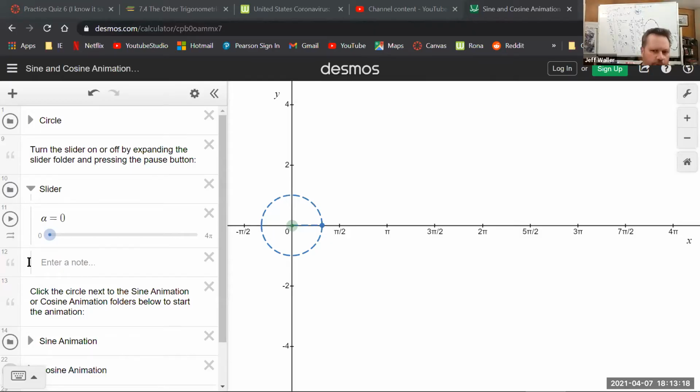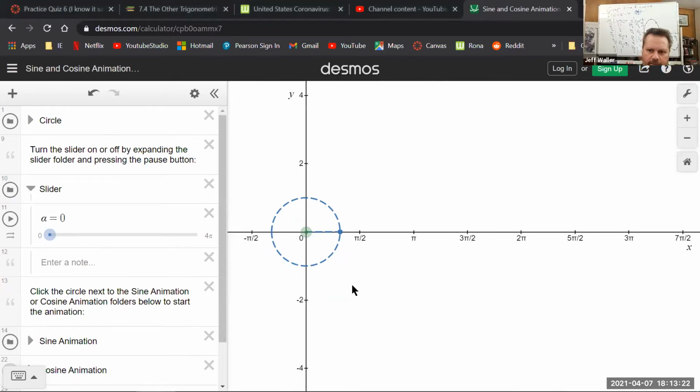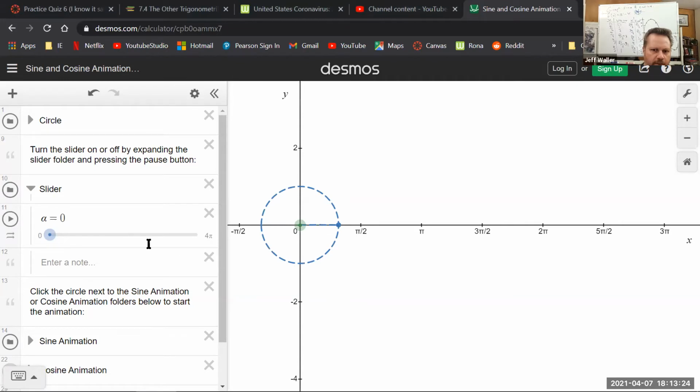So this is kind of cool. I want this to make a ton of sense, obviously, I always do. Do you guys see how we're at 0 degrees here, right? As I move this slider, it's going to do two things. It's going to change the angle I'm at.